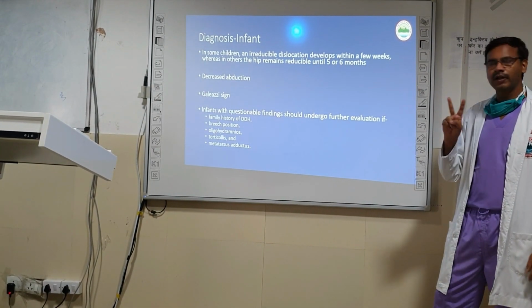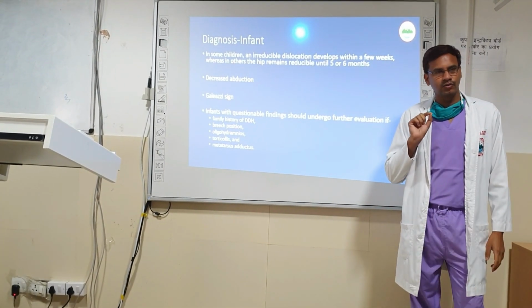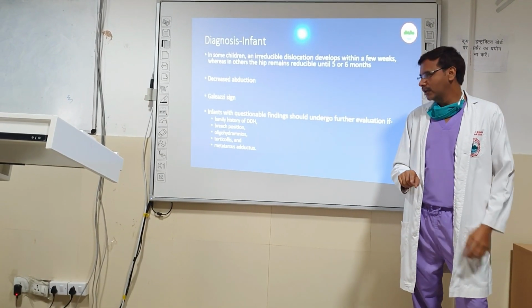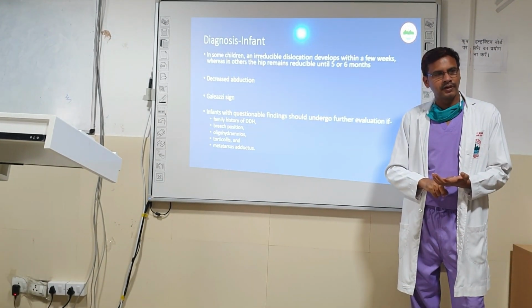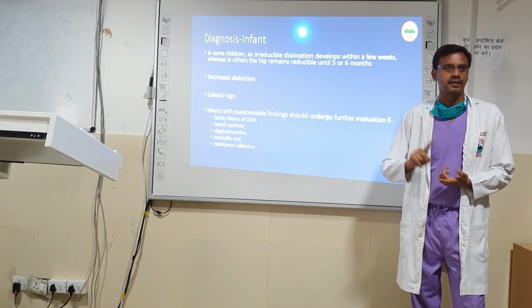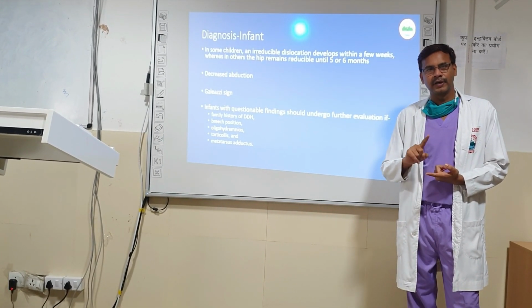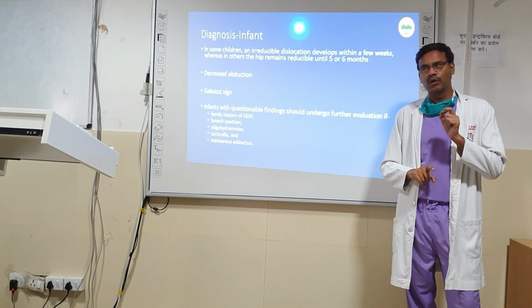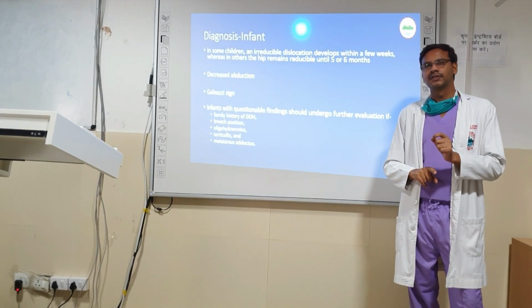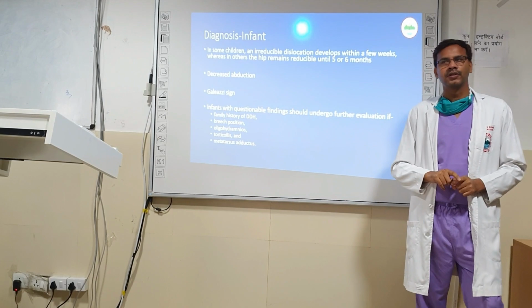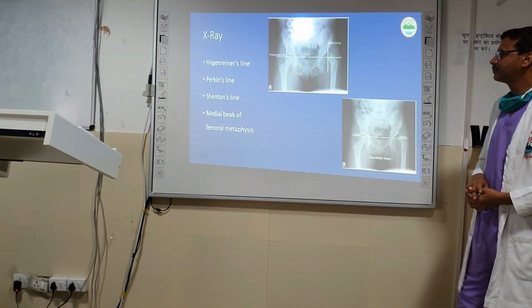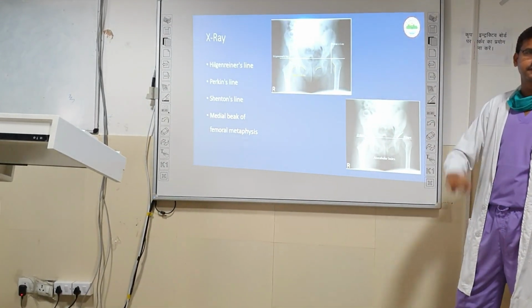And two important conditions are very commonly associated. It is also an MCQ. One is torticollis and another is metatarsus adductus. So torticollis and metatarsus adductus are important co-conditions in a case of DDH. Okay. Next. Now coming to X-ray.